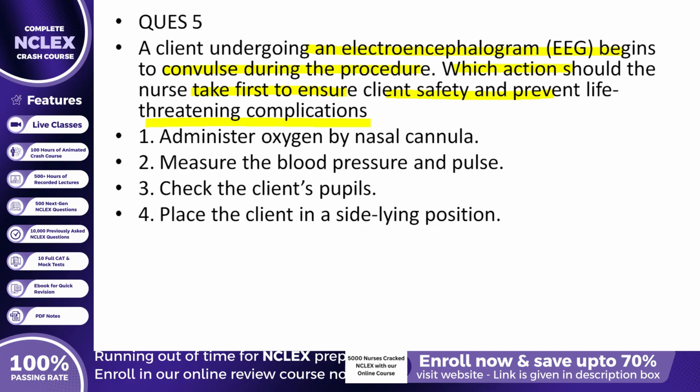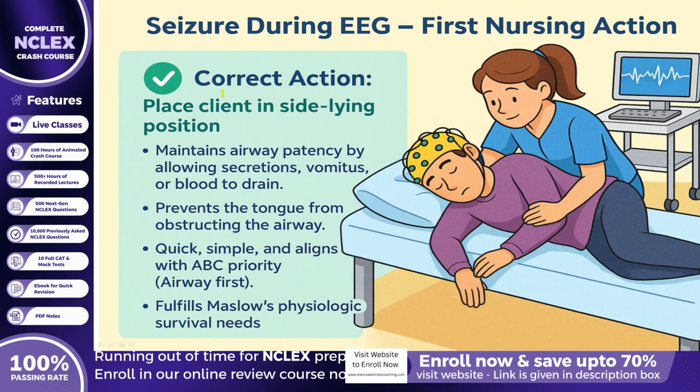The correct answer is option 4, place the client in a side-lying position. The reasoning is straightforward but deeply important. During a seizure, the highest nursing priority is always to maintain airway patency. When tonic-clonic activity occurs, the client may lose consciousness, experience generalized rigidity, and produce excess oral secretions, which place them at high risk for aspiration. By turning the client onto the side, the nurse allows saliva, vomitus, or blood to drain freely and prevents the tongue from occluding the airway. This position is both quick and effective, aligning with the ABC framework, airway, breathing, circulation, and Maslow's hierarchy, where physiologic survival needs come first.